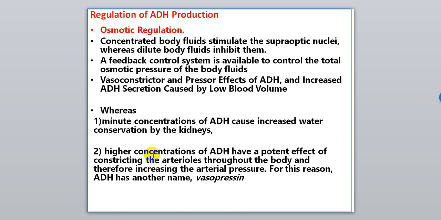And in case of higher concentration of antidiuretic hormone, it has a potent effect of constricting the arterioles throughout the body, therefore increasing the arterial pressure. For this reason it's called vasopressin. Antidiuretic hormone has a very important effect on the arterioles, it's a vasoconstrictor of arteries, and causes increased blood pressure, hypertension. That's why it's called vasopressin.